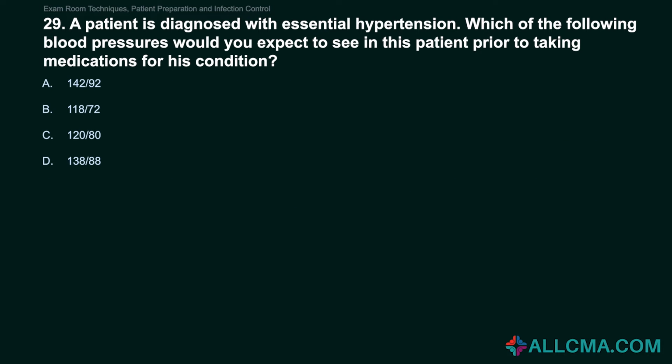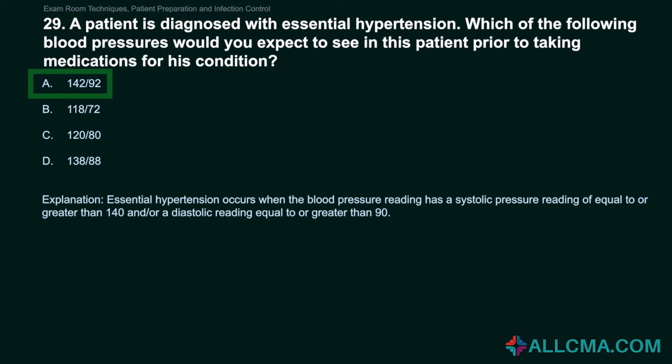29. A patient is diagnosed with essential hypertension. Which of the following blood pressures would you expect to see in this patient prior to taking medications for his condition? A. 142/92. B. 118/72. C. 120/80. D. 138/88. Correct answer, 142/92. Essential hypertension occurs when the blood pressure reading has a systolic pressure reading of equal to or greater than 140 and/or a diastolic reading equal to or greater than 90.